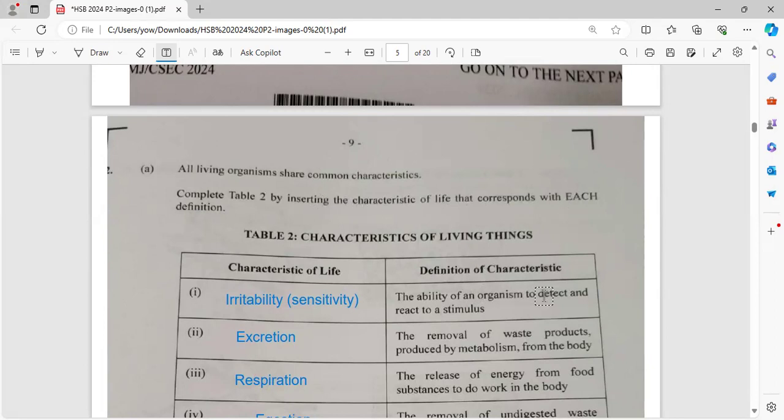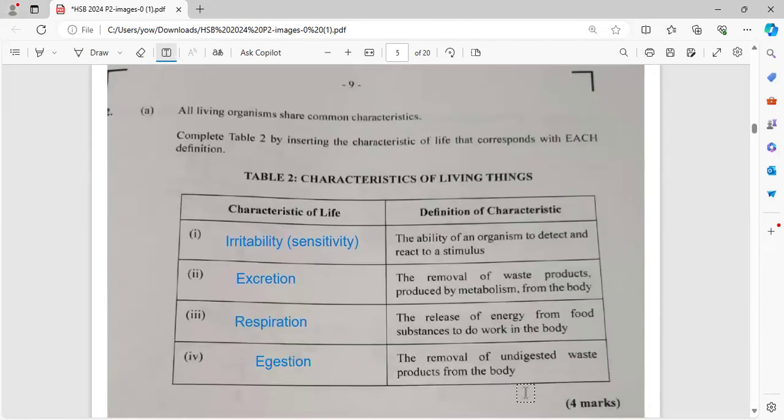So the ability of an organism to detect and react to a stimulus, it's actually irritability. If you wrote sensitivity, you would have gotten that point. The removal of waste products produced by metabolism from the body, that's excretion. The release of energy from food substances to do work in the body, respiration, guys, and then the removal of undigested waste products from the body would be egestion. So again, guys, 4 easy marks there, right? So if you got that, clap yourself.